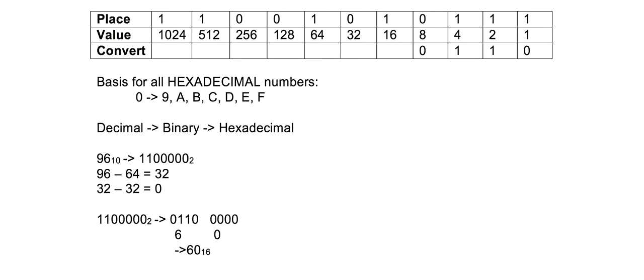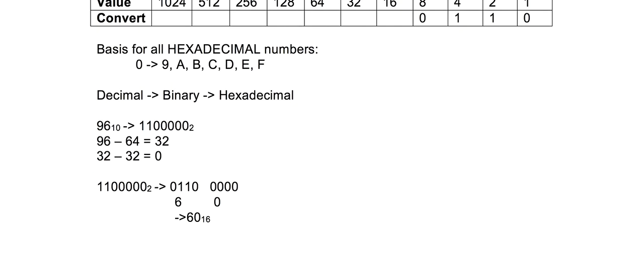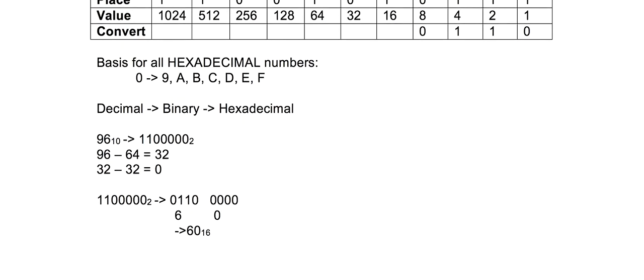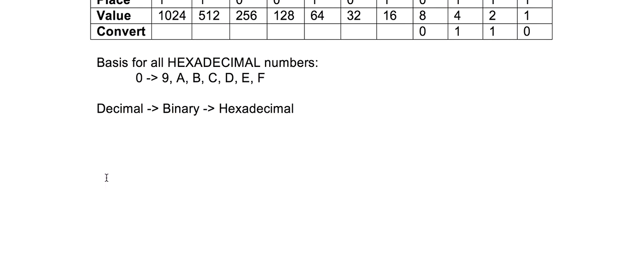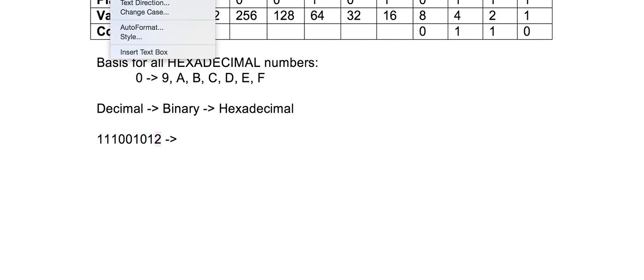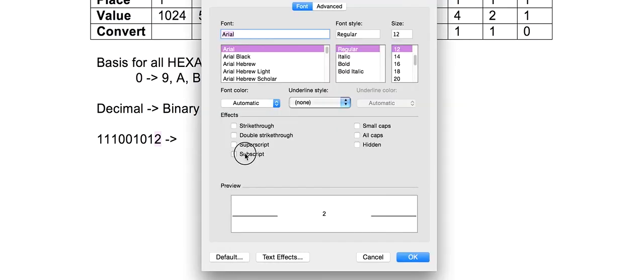Let's try a different one that might be a little bit more complicated just to see if we understand. So, if I say that is a decimal number, sorry, that is a binary number, and I want to work out what that value is in hexadecimal. We'll do exactly the same process we did before.